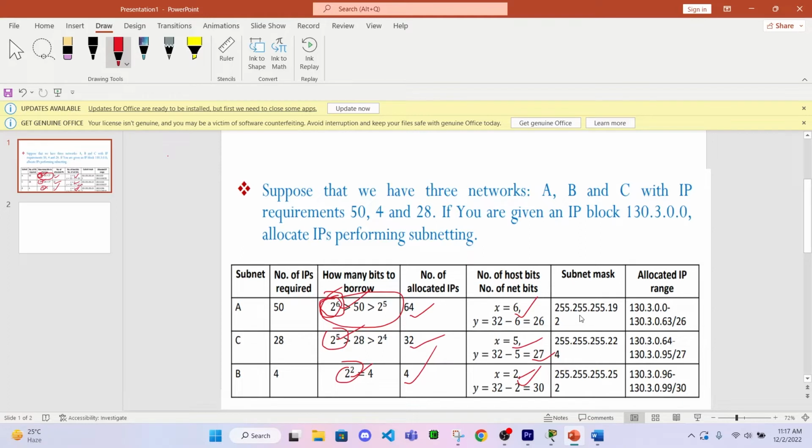So then we come to the subnet mask. For the subnet mask, you have learned about binary to decimal form. I hope you have all learned about binary to decimal. So for your information, I will now do the subnet mask.